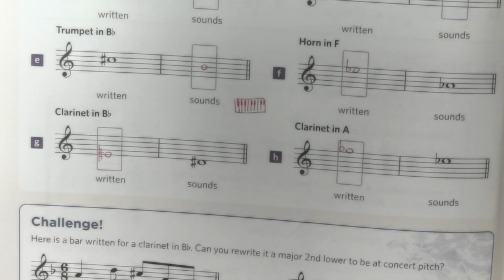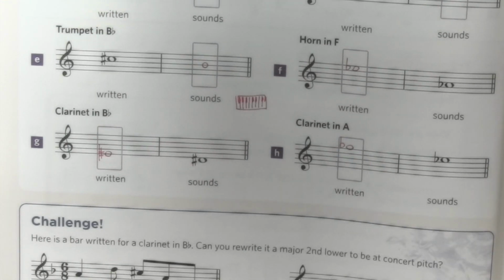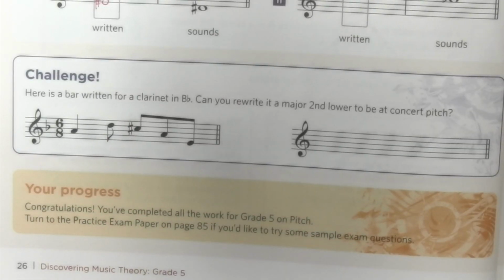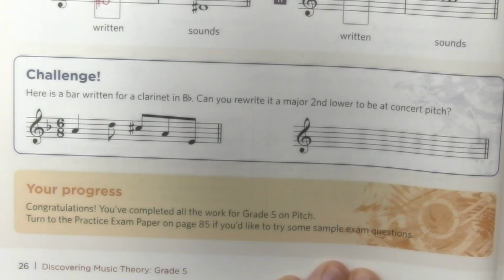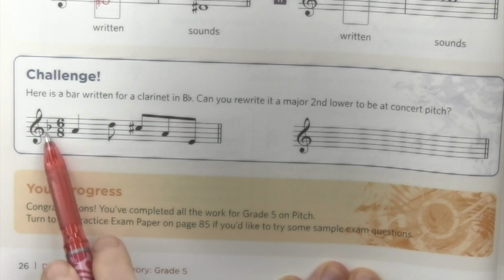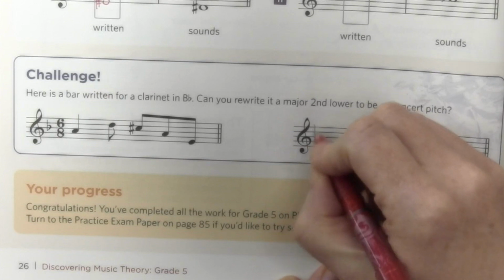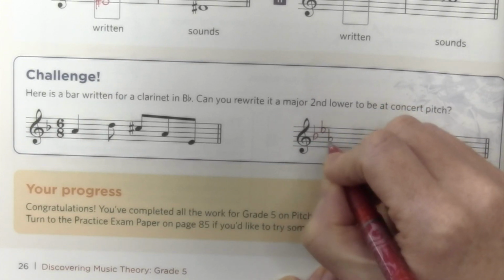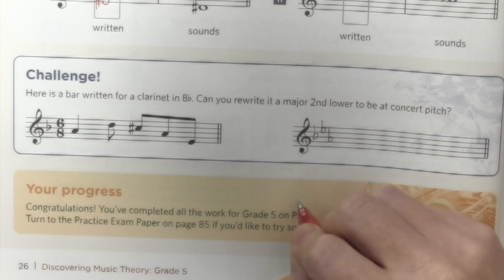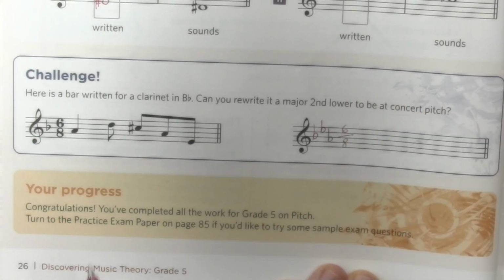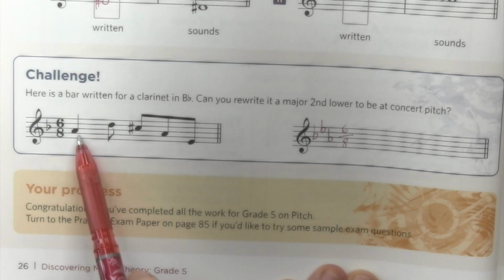Now, the last challenge in this chapter. This bar is written for a clarinet in B flat and we need to write it at concert pitch. So this is F major minus 1 tone is E flat major. So 3 flats. Key signature, time signature, and let's go.